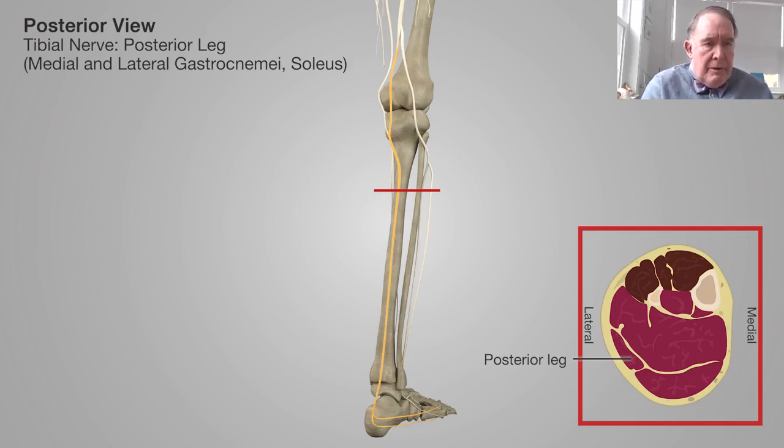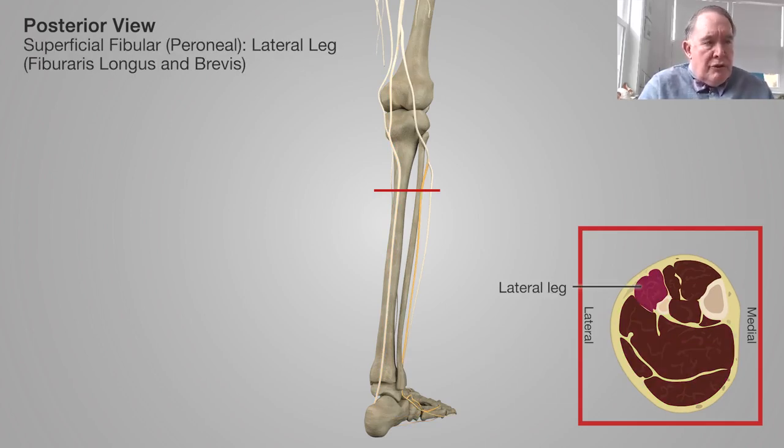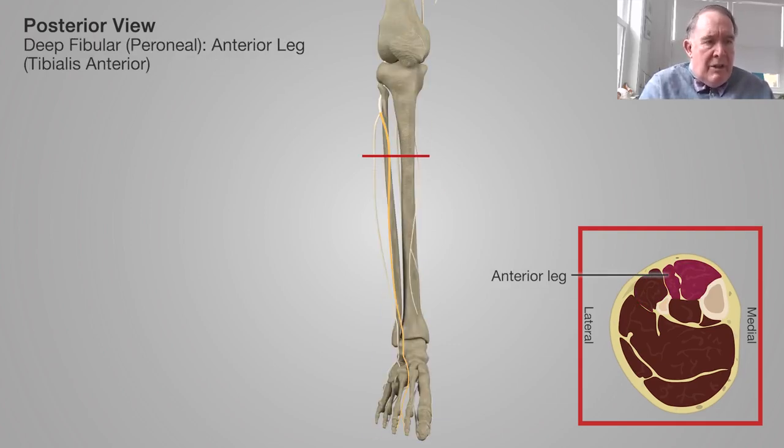The superficial peroneal nerve supplies the lateral leg, a small compartment, two muscles of fibularis or peroneus longus and brevis, and these muscles evert the foot. And then the deep fibular nerve supplies the anterior leg, and the principal muscle that concerns us here is the tibialis anterior, which, as you recall, dorsiflexes the foot.